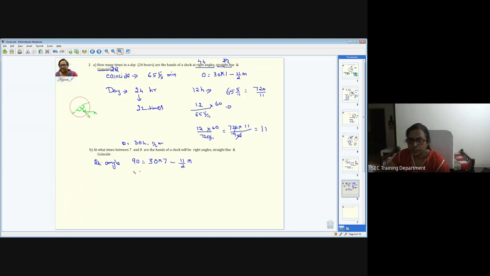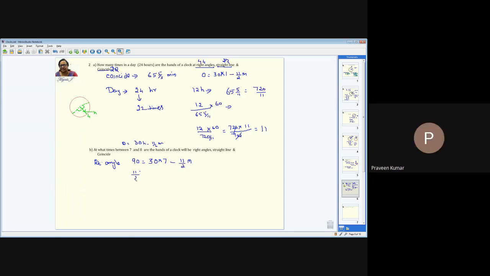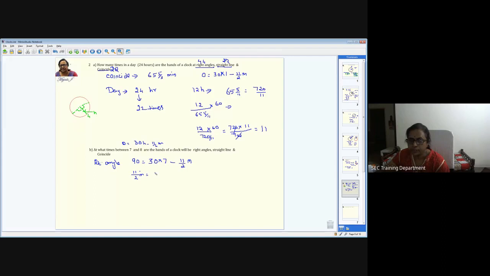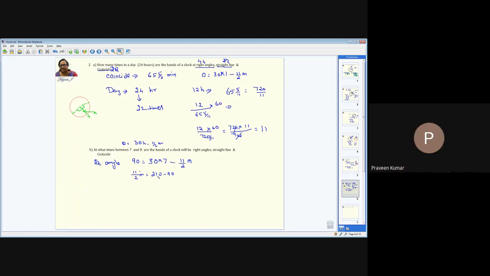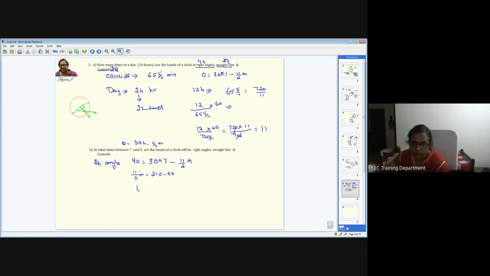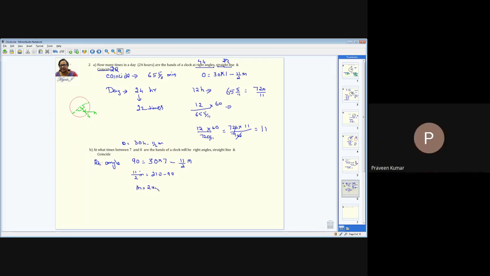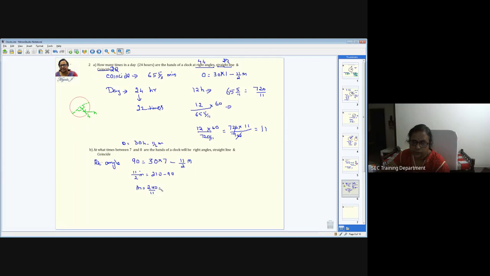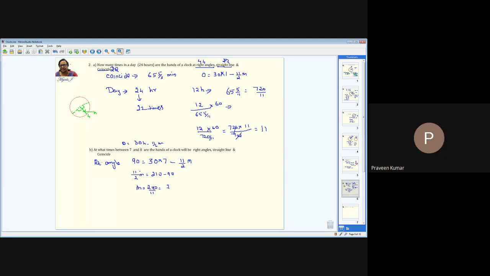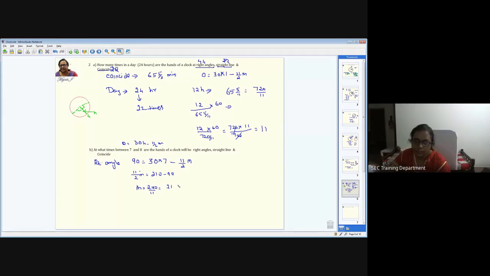So it's going to be 90 plus 11 by 2 M equals 210, minus 90. It's not plus, it's minus. Is it 120? Yes, ma'am. So 11 by 2 M equals 120, so M equals 240 by 11. 11 times 21 is 231, then 9 remains. So it's 21 and 9 by 11.